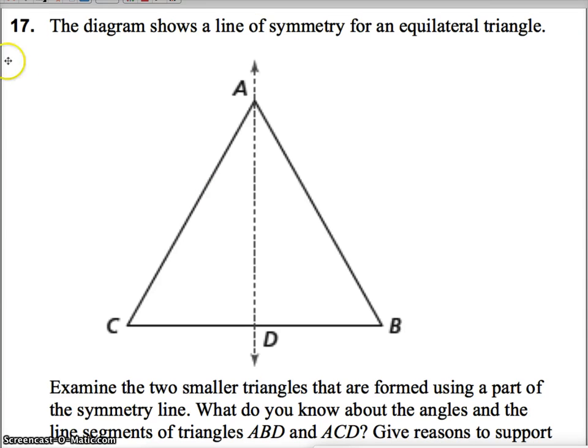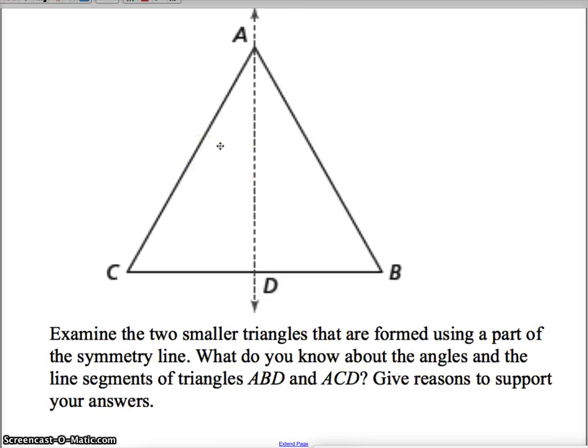Okay. Number 17 from your homework says a diagram shows a line of symmetry for an equilateral triangle. Equilateral means equal sides, like quadrilateral. So equal side triangle. So all sides are the same. It's a regular polygon. Examine the 2 smaller triangles, here's ACD and ABD. Examine the 2 smaller triangles that are formed using a part of the symmetry line. What do you notice? What do you know about the angles and the line segments of triangle ABD and ACD? Give reasons to support your answers.